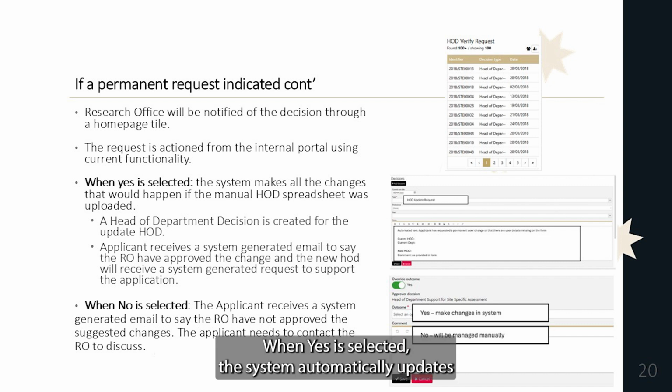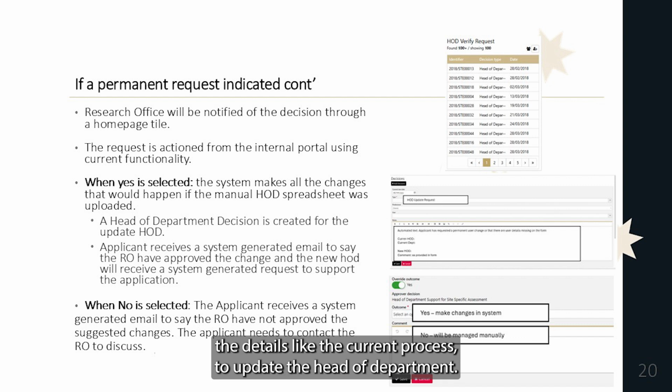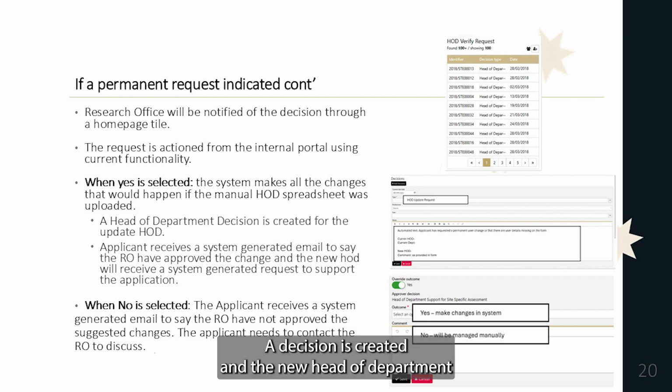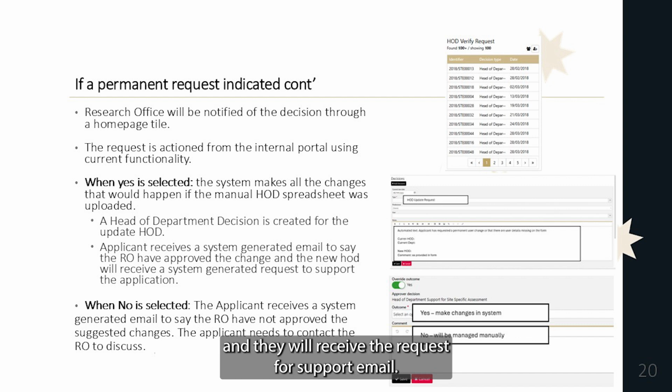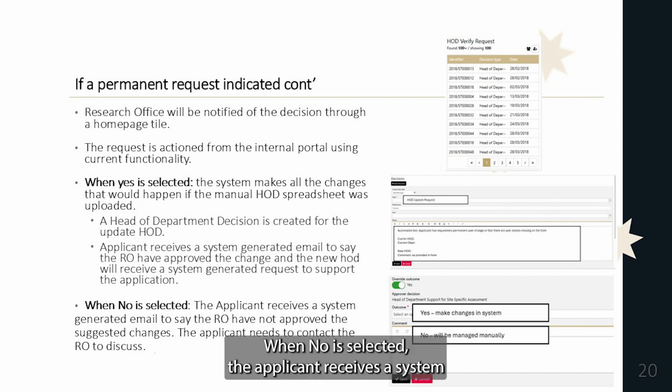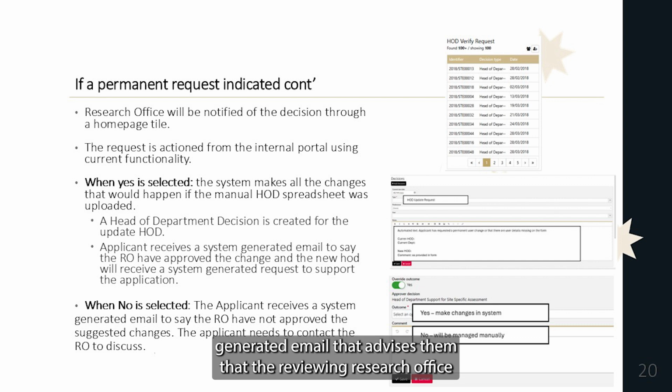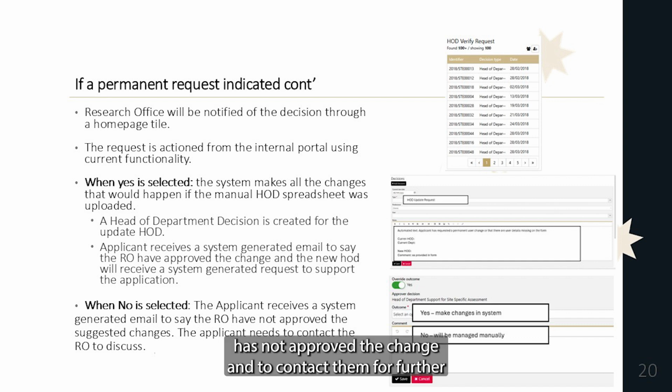When yes is selected, the system automatically updates the details, like the current process to update the header department. A decision is created and the new header department will receive a system-generated email, advising them that the Reviewing Research Office has approved the change and they will receive the request for support email. When no is selected, the applicant receives a system-generated email that advises them that the Reviewing Research Office has not approved the change and to contact them to further discuss.